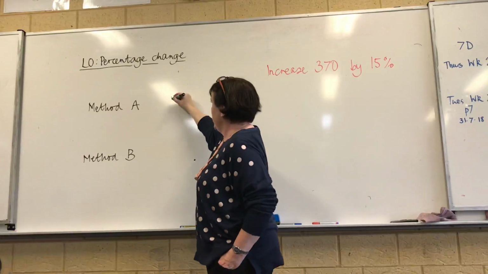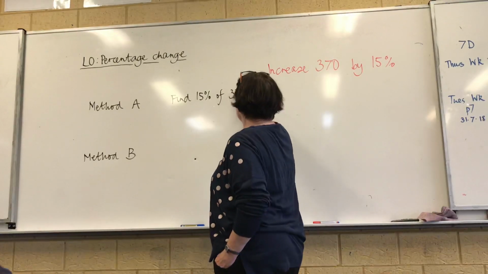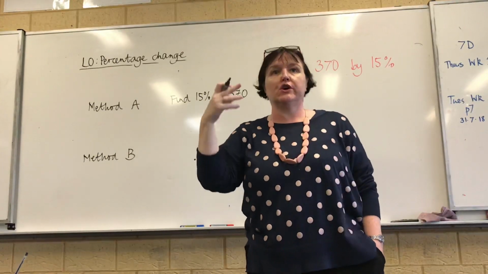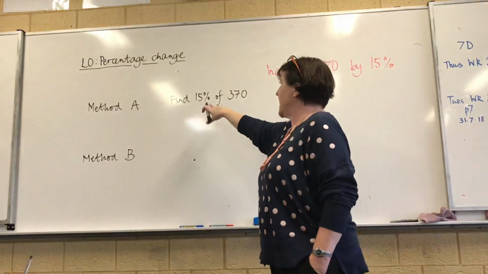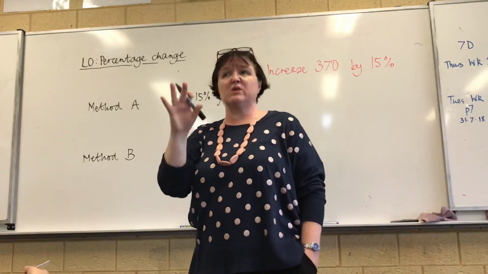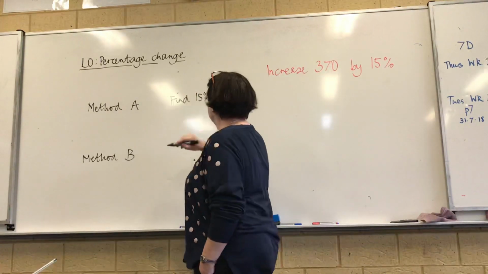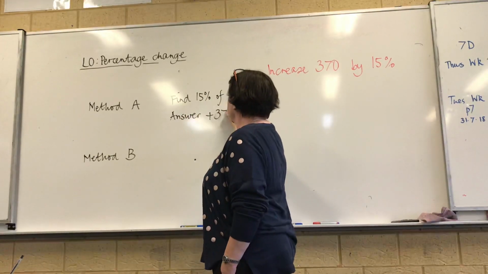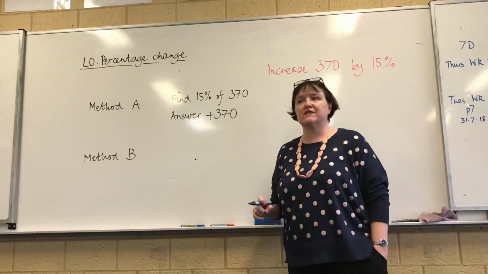First thing, you can find 15% of 370. And we all know how to find a percentage of an amount. You do the 15 divided by 100 multiplied by the quantity, or change the percentage into a decimal and multiply the decimal by the quantity, which is exactly the same as dividing the percentage by 100 and multiplying it. So 15% of 370, and then you can have that answer added on to the 370. So what is 15% of 370?